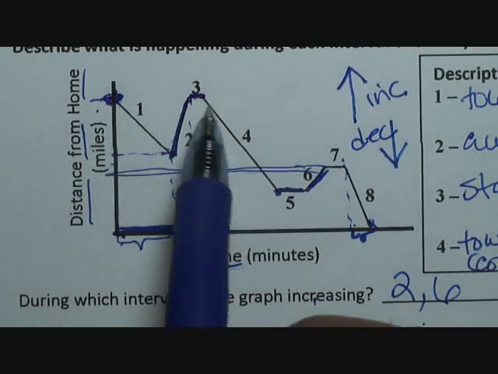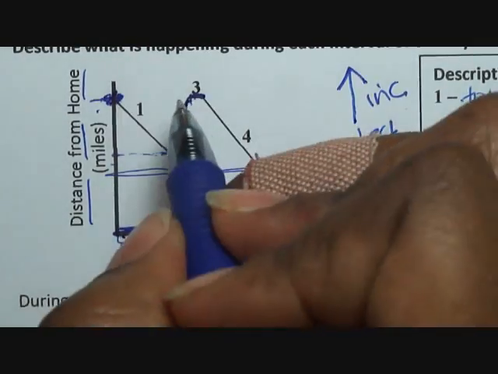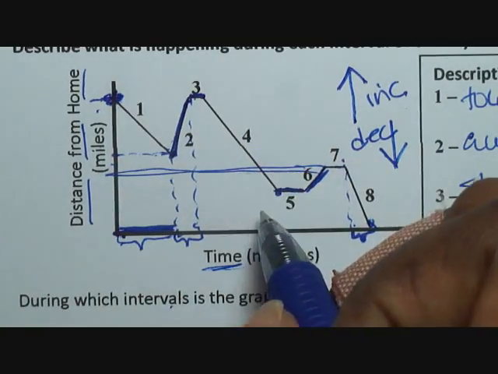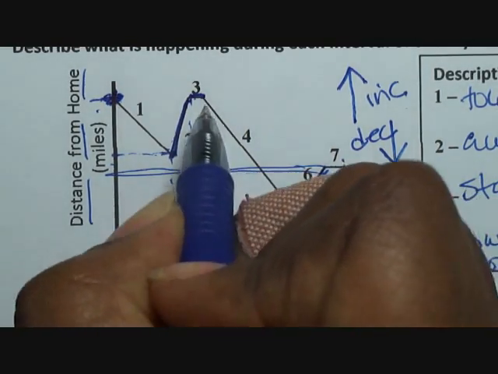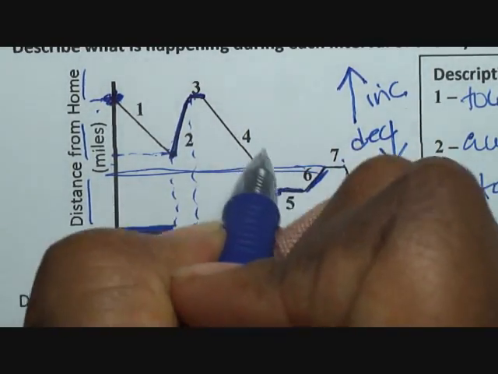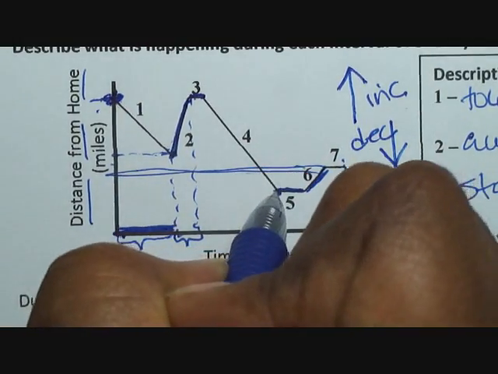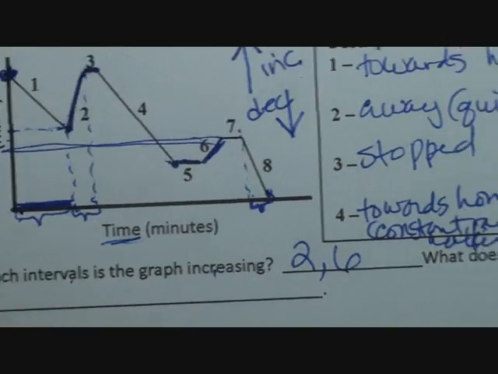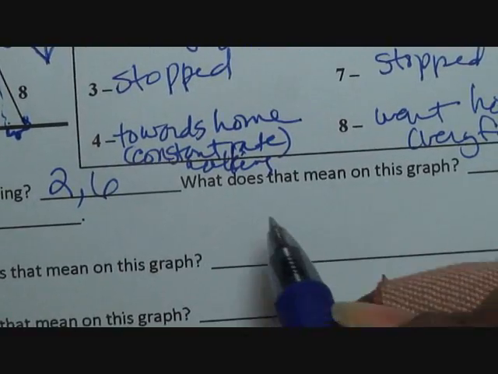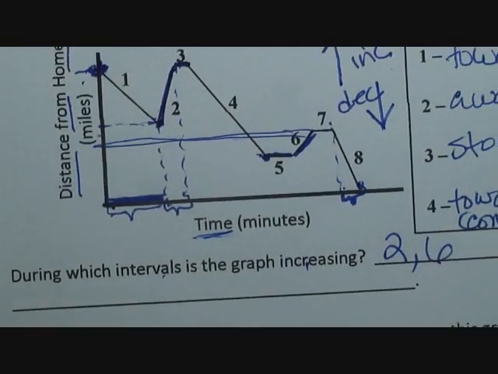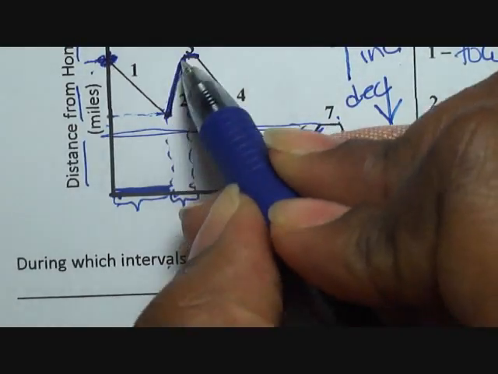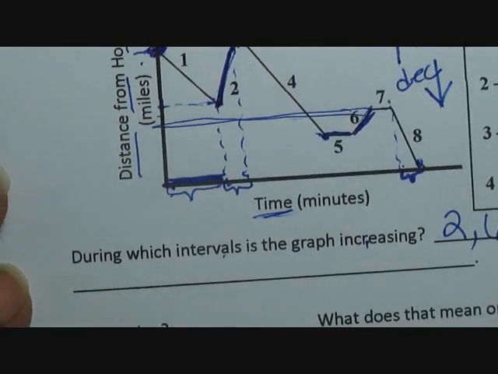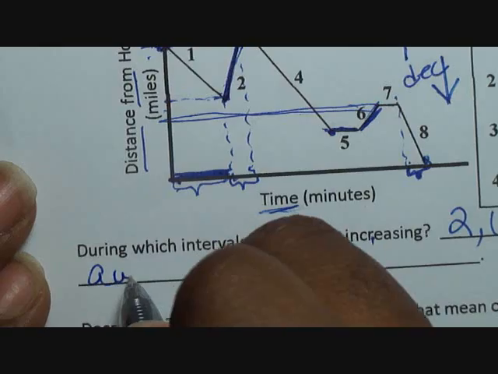We read left to right in the English language and in mathematics, so we wouldn't say that it's increasing on interval 4 because that would be going backwards even though it's going up. We don't read from right to left, we read left to right. Okay, just in case you're confused about that. The next thing it's asking us is, what does that mean on this graph? Well, when it's increasing, I see that that means on this graph, she's traveling away from home.